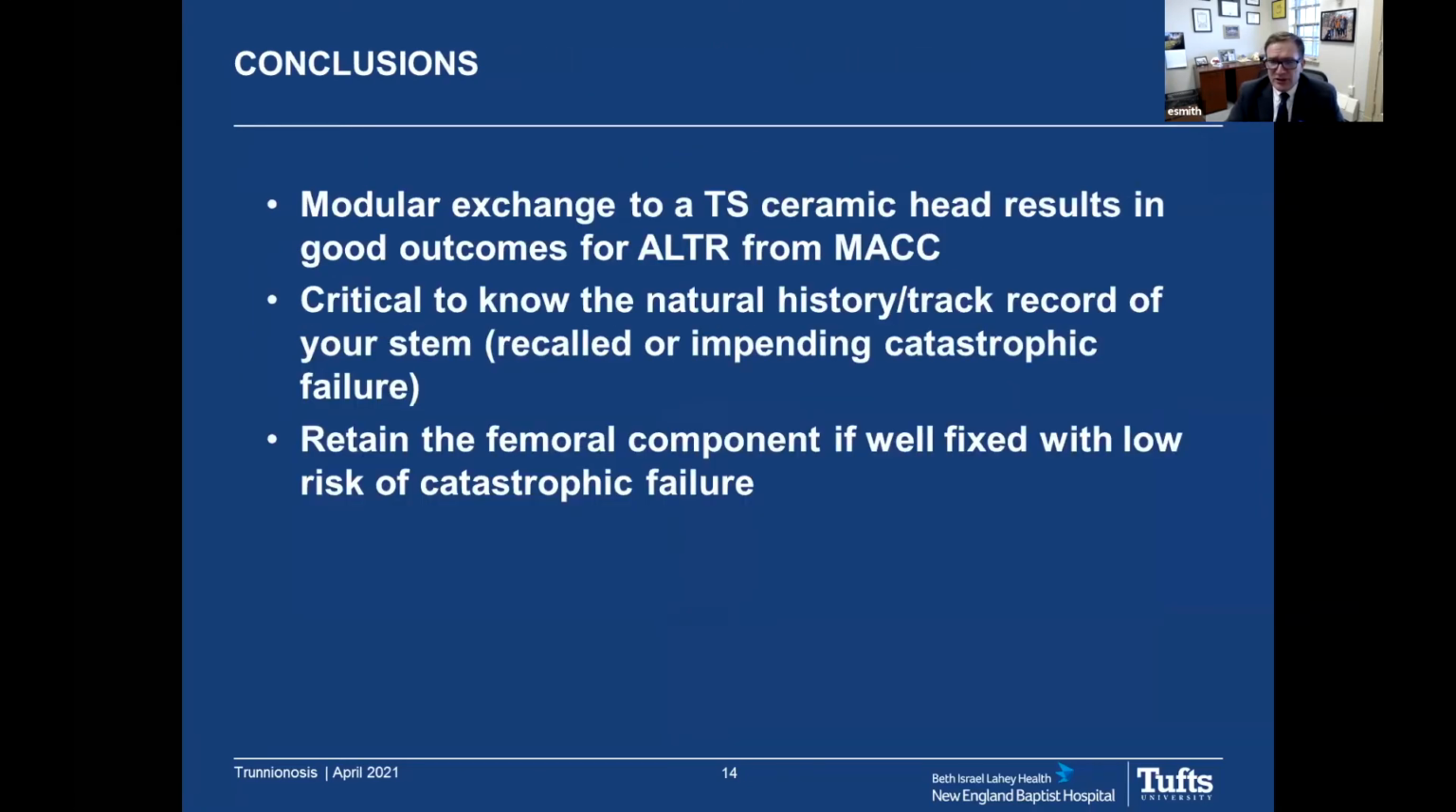So in conclusion, the modular exchange to a titanium sleeve ceramic head results in good outcomes from the local tissue reactions from mechanically assisted crevice corrosion. It's really critical to know the natural history and track record of the stem that you are revising, whether it's recalled or has impending catastrophic failure. And you really want to try to retain the femoral component if it's well fixed with low risk of catastrophic failure. I think that's a very solid approach.